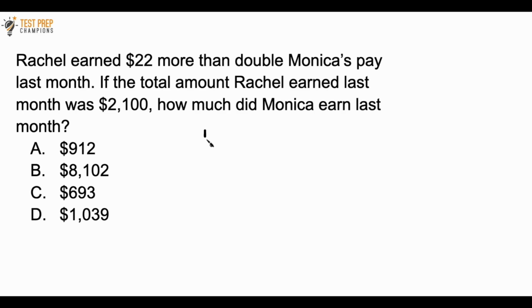The first sentence here tells us that Rachel earned $22 more than double Monica's pay. So we can write the equation R equals 22 plus 2m.